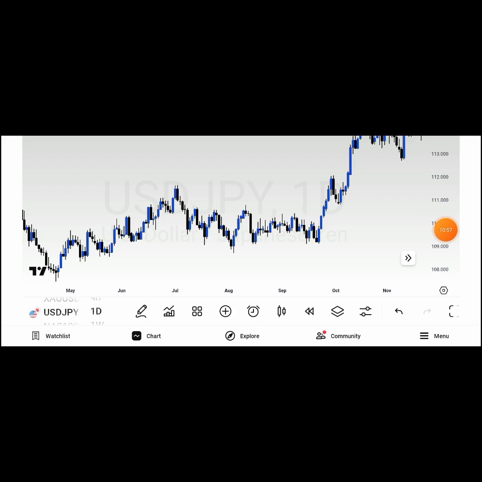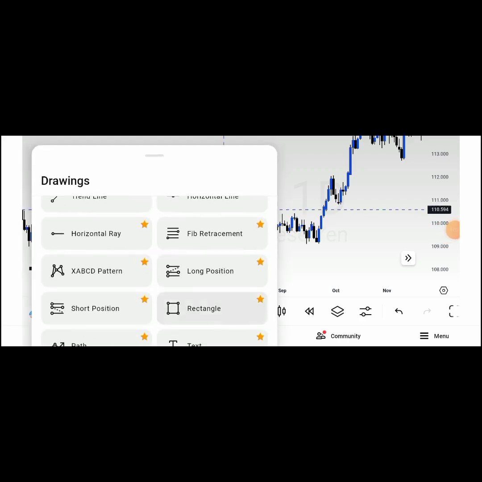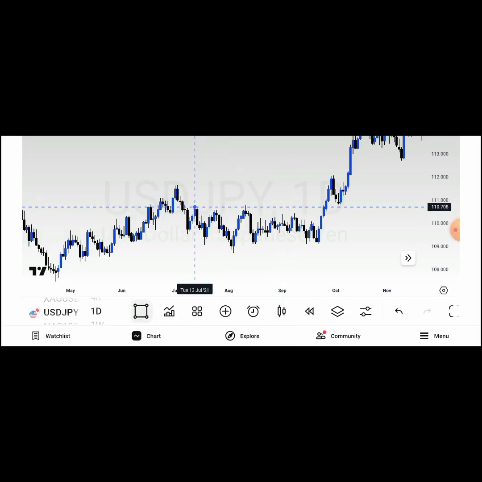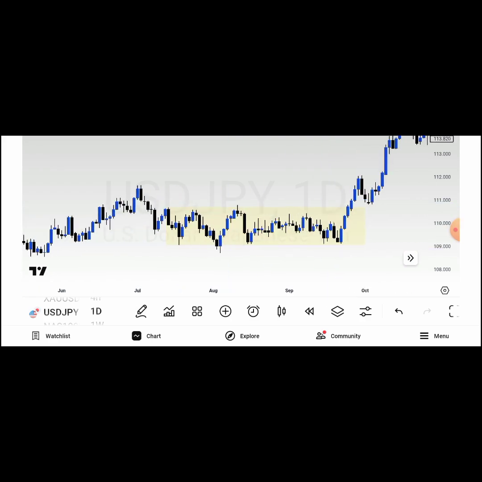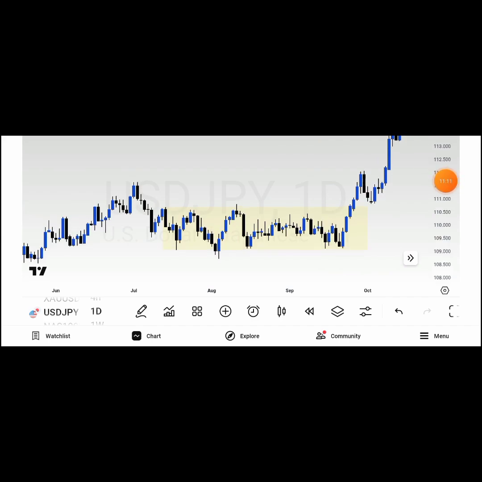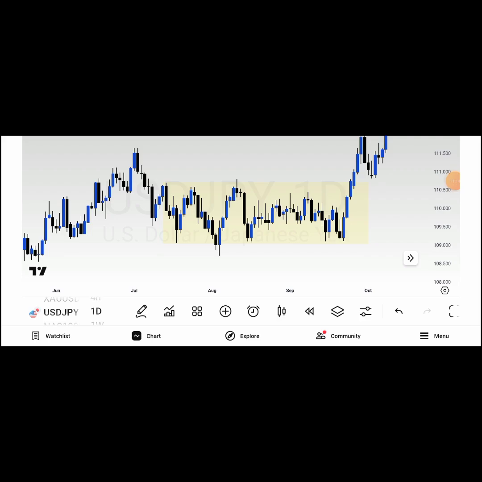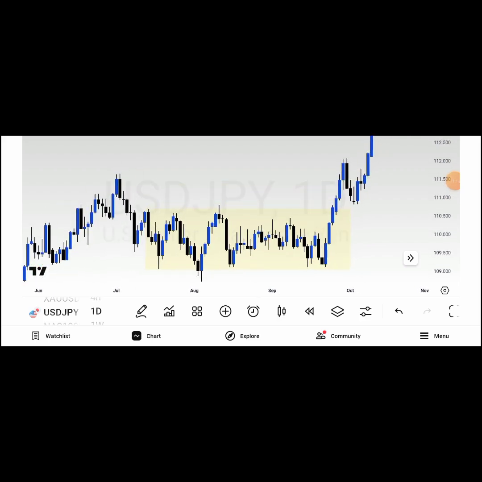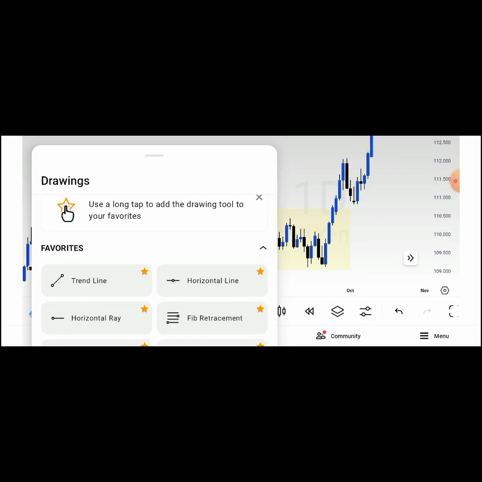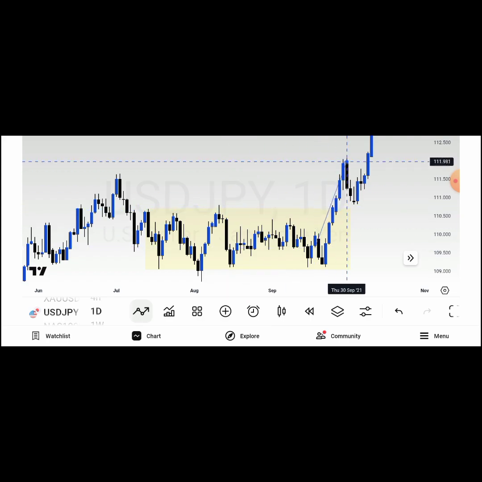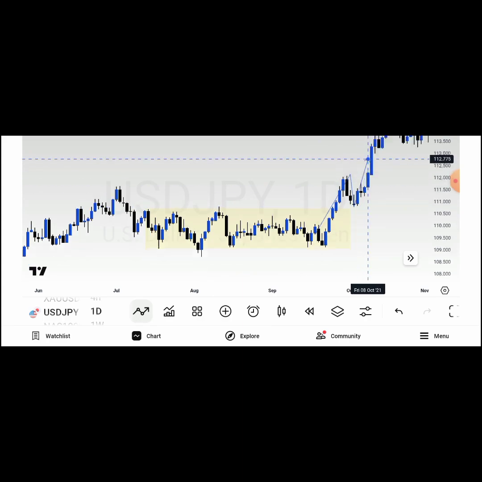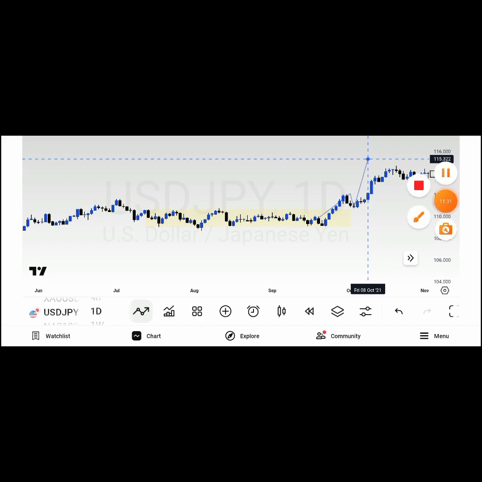Okay, I just saw a ranging market. So can you see? Let me use a box to show you. So this is a ranging market. You can see that it's moving sideways. It's not going up and it's not coming down. Then after this ranging market, the price broke and continued to the upside. So you see it created a higher low here, and then it continued to the upside.